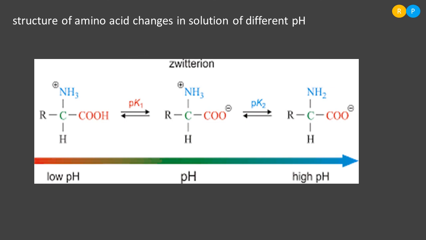So this is what the structural changes can be seen in different pH. So when the amino acid is placed in the neutral solution, it exhibits in zwitterionic form. Understood? So when it is placed in the low pH, that means in acidic solution, the carboxyl group is protonated, so that we can see the basic amino acid. That means the amino acid is positively charged. So when there is only positive charge we can see in the amino acid, such an amino acid is called a basic amino acid.